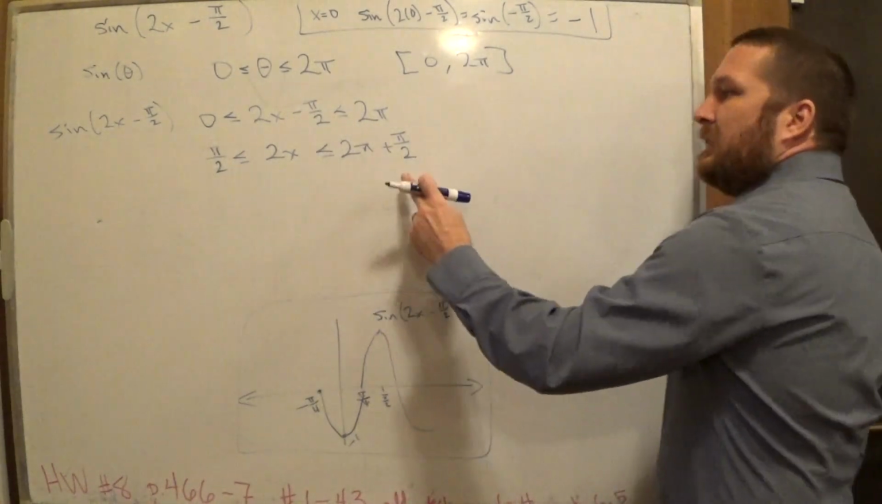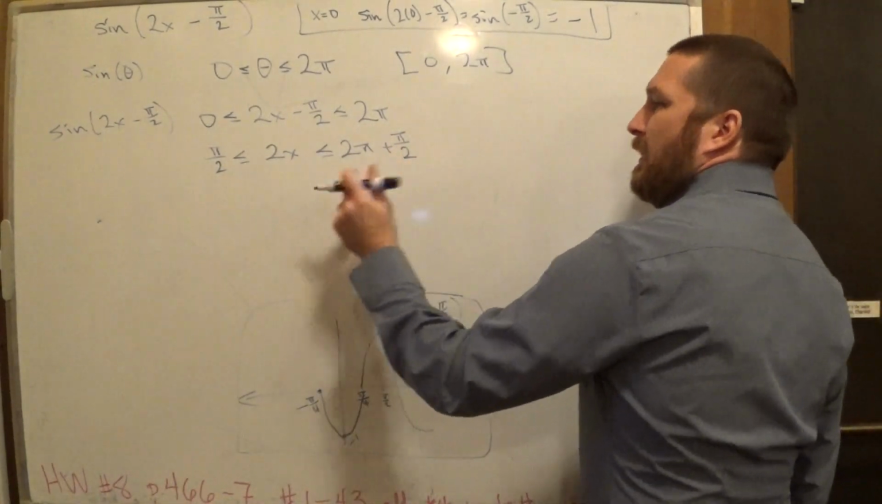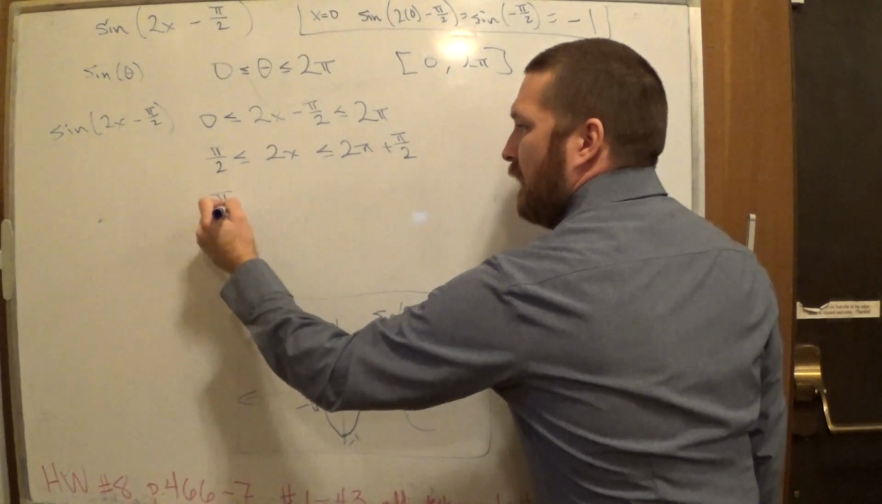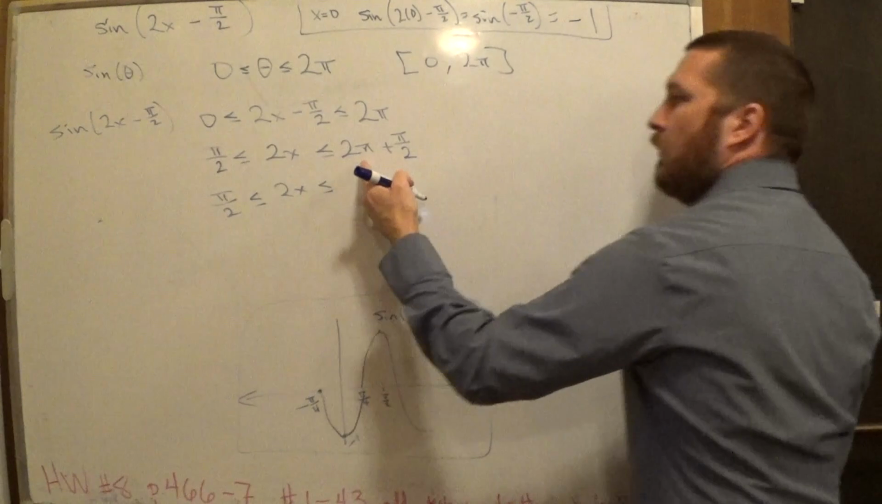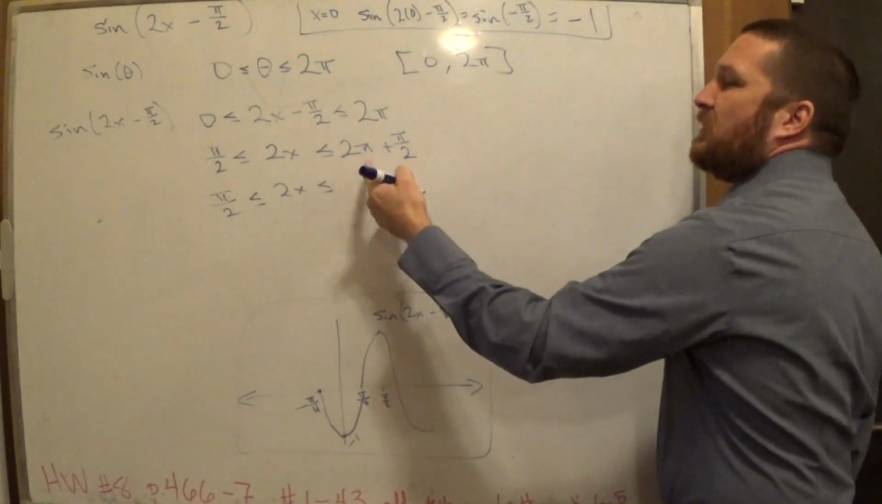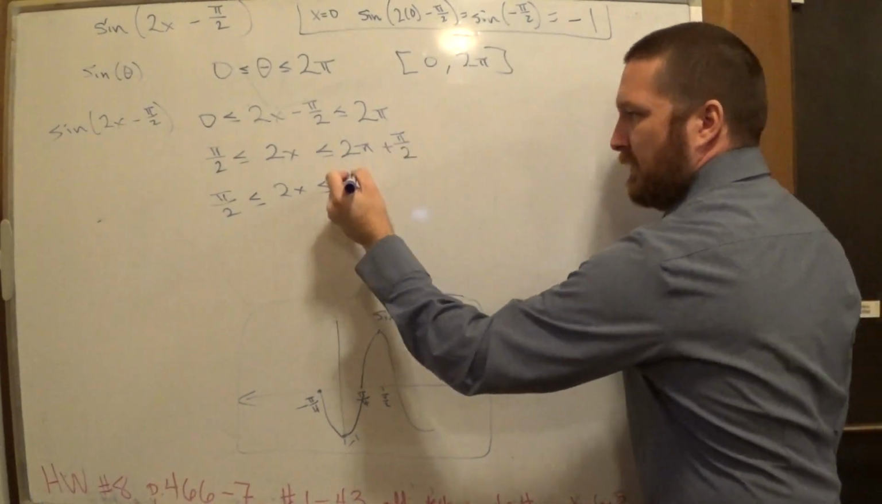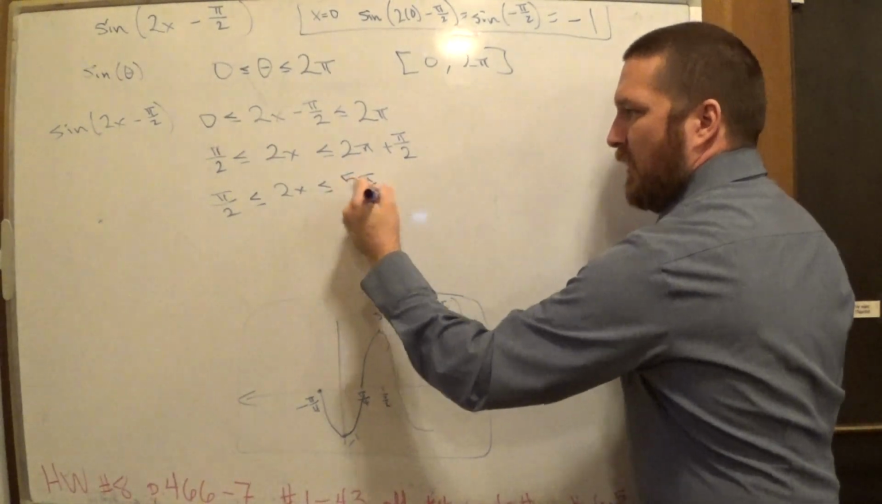And so now let's clean this up a little bit. How can I rewrite that? Pi over 2... Oh, no, 5. 5 pi over 2, because that's 4 pi over 2, plus 1 pi over 2 gives me 5 pi over 2.